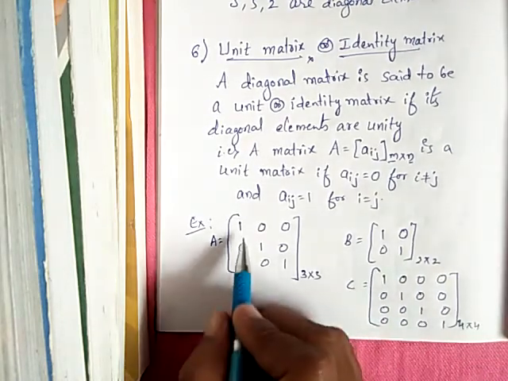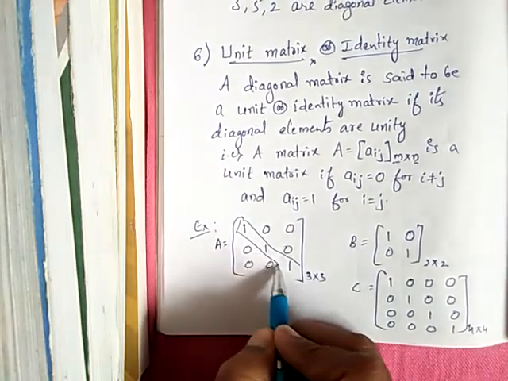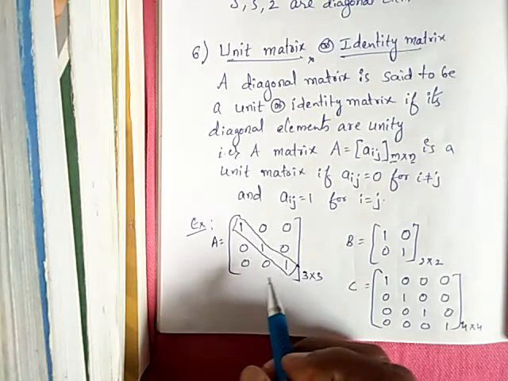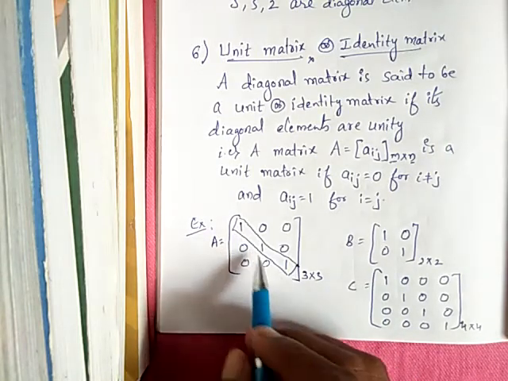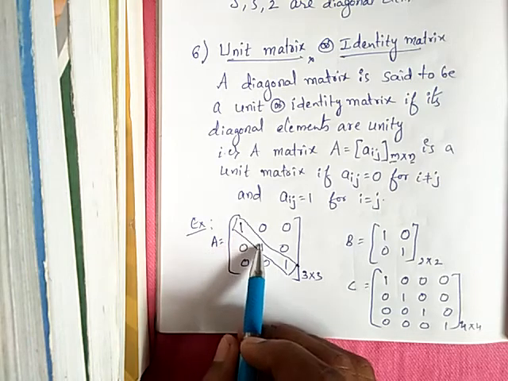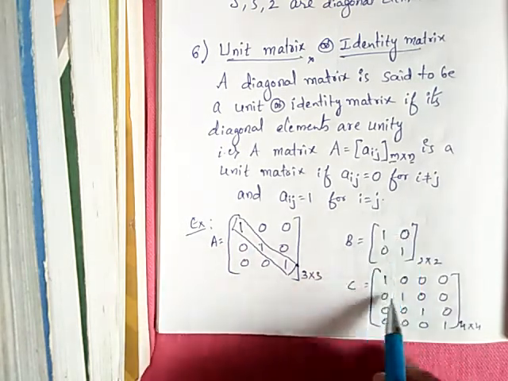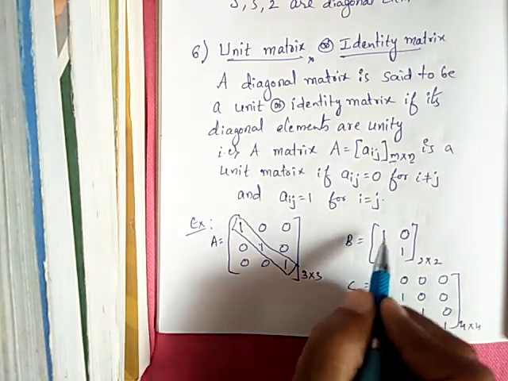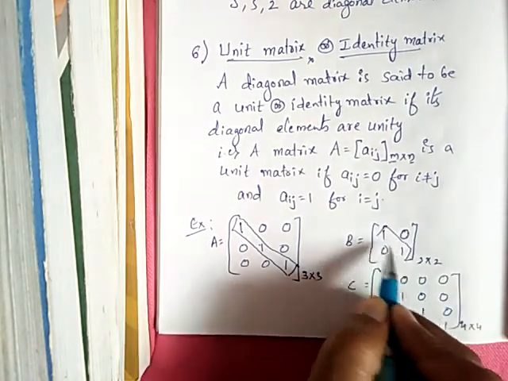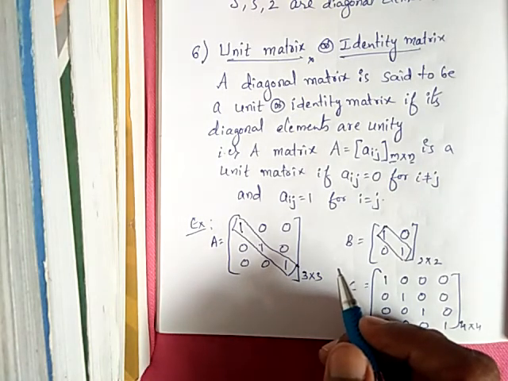Okay, so except this principal diagonal, in a diagonal matrix any element you can write here, but in a unit matrix or identity matrix only the diagonal elements should be 1 and all other non-diagonal elements should be 0. Like this, here all are 0, only the diagonal ones are unit, means 1. Okay, like this it should be there. So I hope you have understood. Okay, thank you.